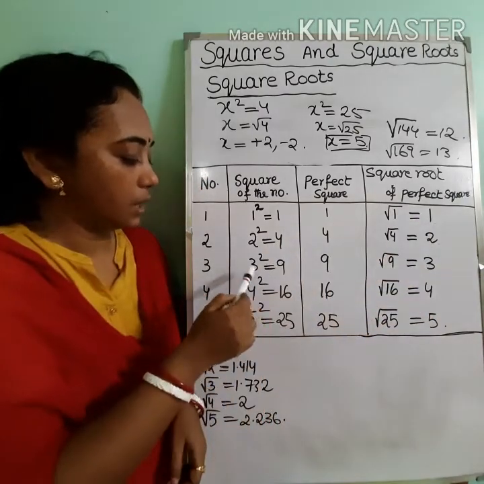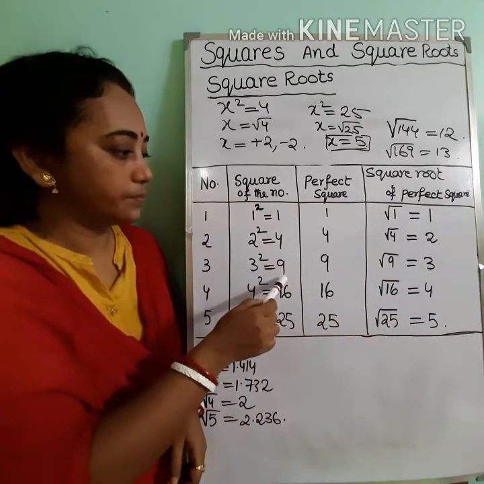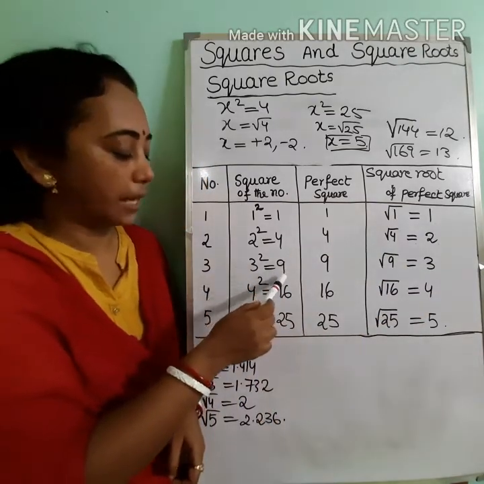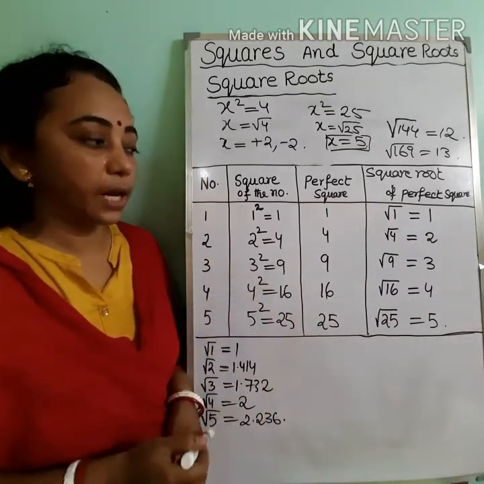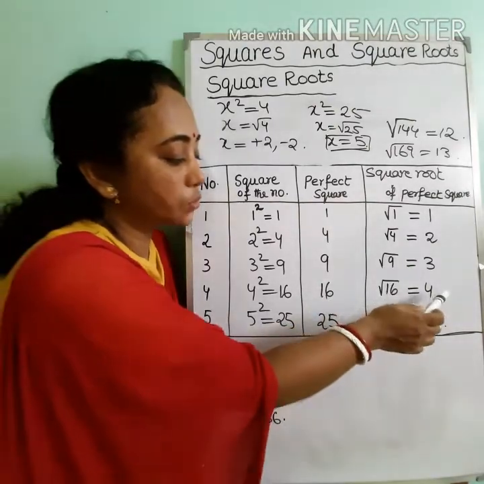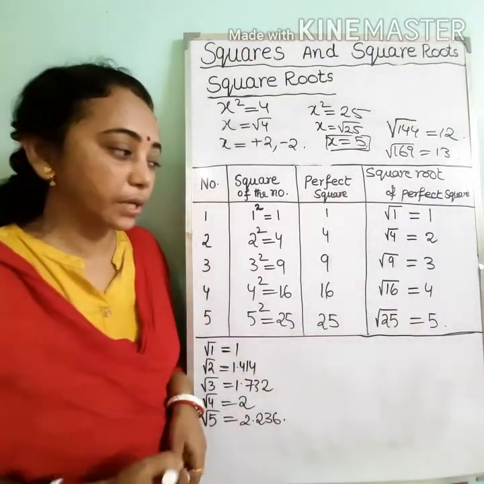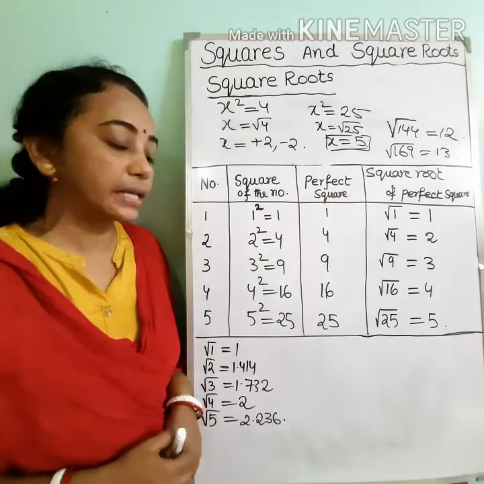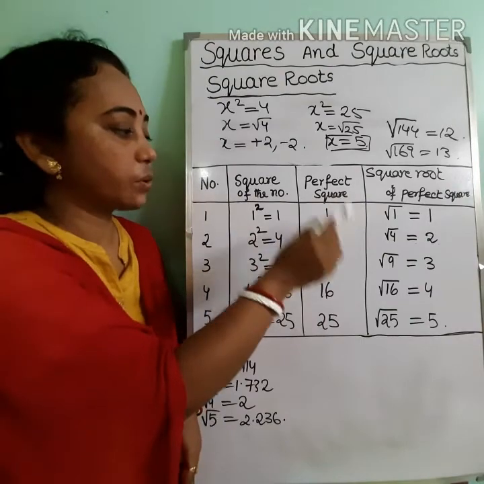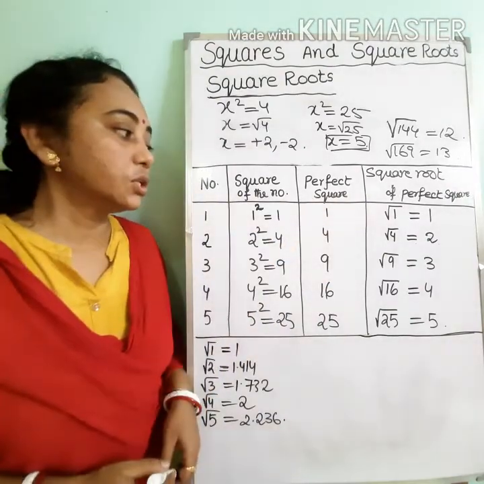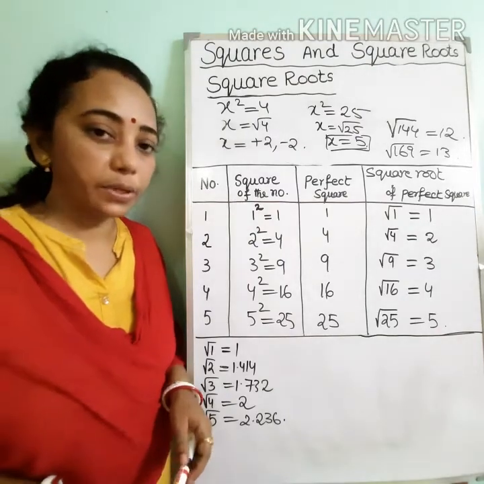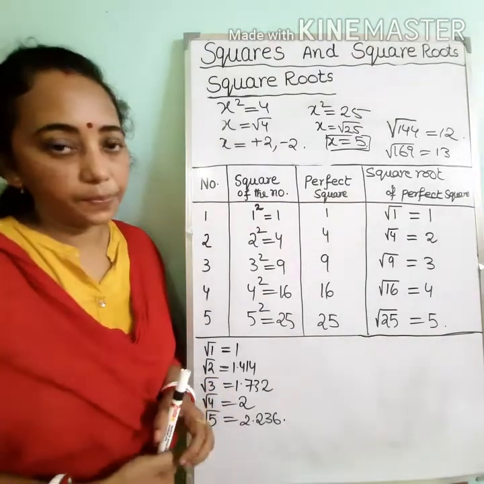Why is it 3? Because 3 square is equal to 9. So that means when 3 is multiplied by 3, we get the product as 9. Square root of 16 is equal to 4, which means that when 4 is multiplied by 4, we get the product as 16. Also, in between these two perfect square numbers 1 and 4, there are other numbers, 2, 3, and many other numbers also lying between 1 and 4.